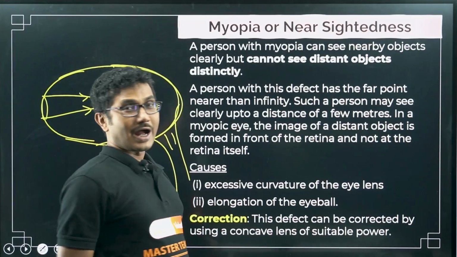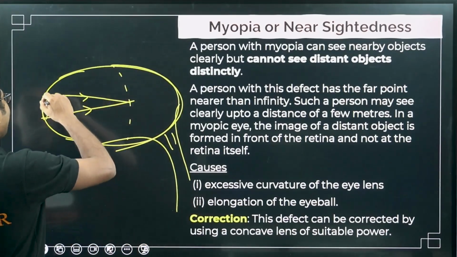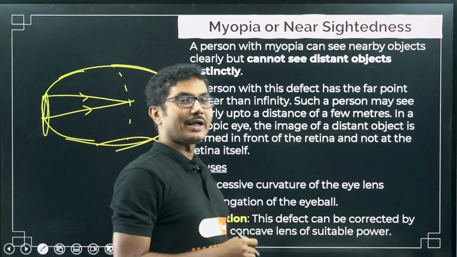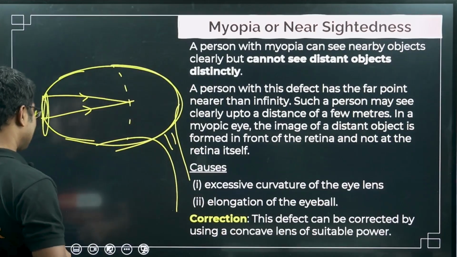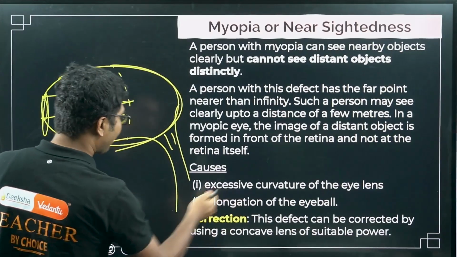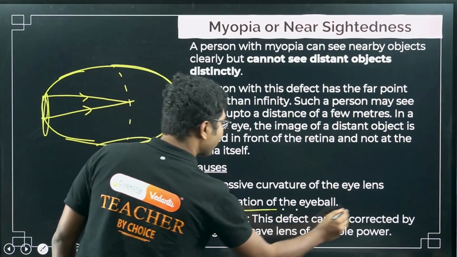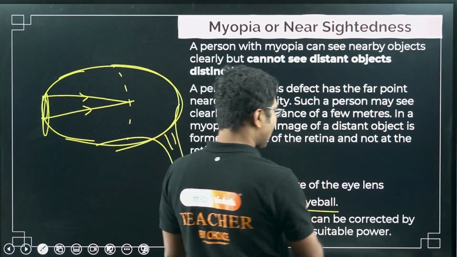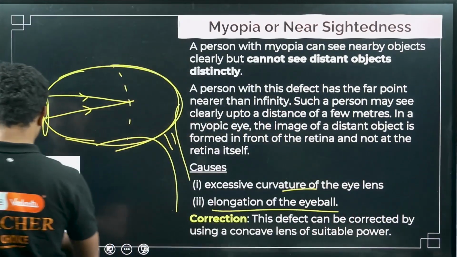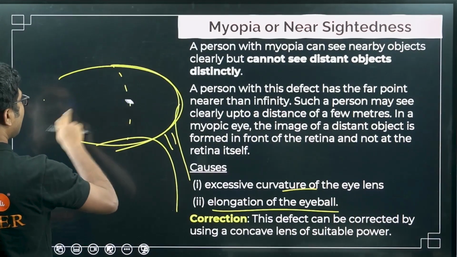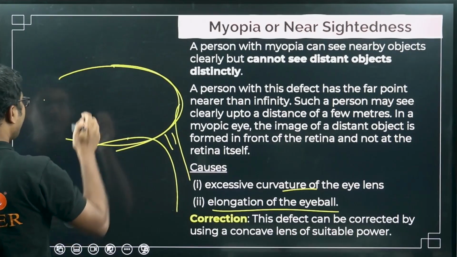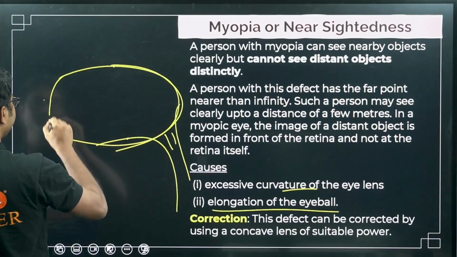Elongation of the eyeball, the eyeball itself can elongate, which is also very common. Sorry, my mistake. Elongation of the eyeball is the second part. Excessive curvature of the eye lens is this one. So there are two possibilities. One is that your eye is already elongated. This is the elongation part.